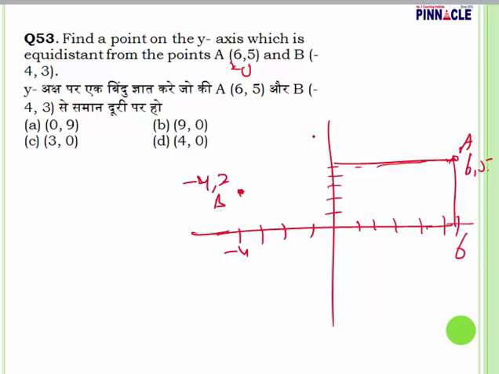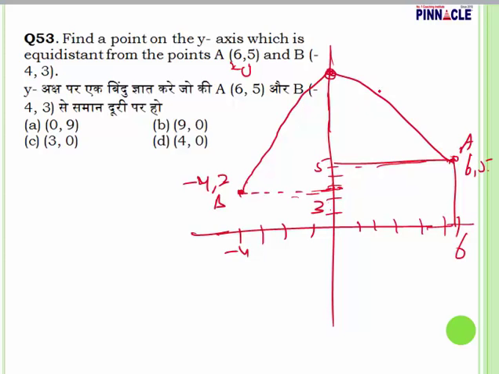Now we have to find a point on the y-axis. Y-axis means this axis. We have to find the point. For example, this would be here. The distance between these two points should be the same, equidistant. So you can write here, you can make it like this. This is 3, this is 4, this is 3, and this is 5. And we have to find the value of this. This is 4 and this is 3. This is 5.